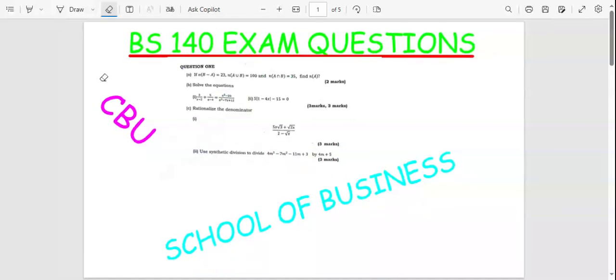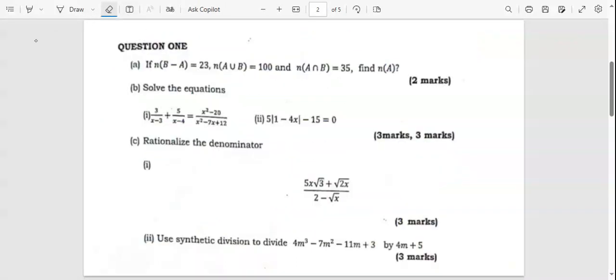All right, we'll go through question one of the paper for test one. All right, so shall we start? Okay, so these are the questions we'll be doing, and let's go to the next page.